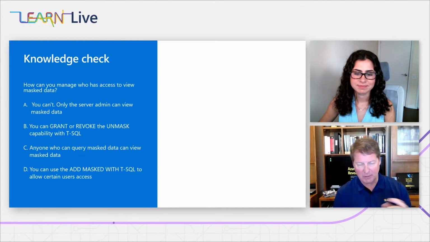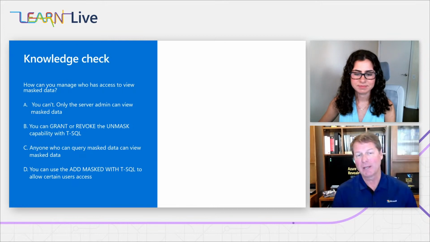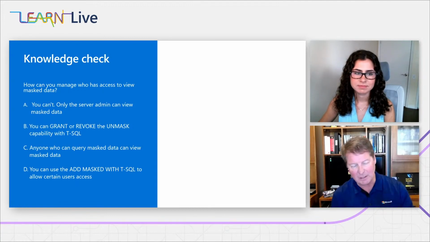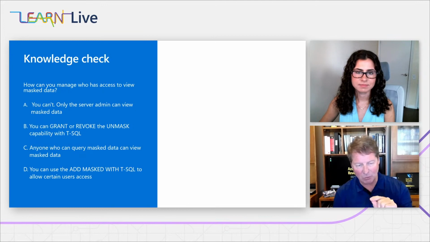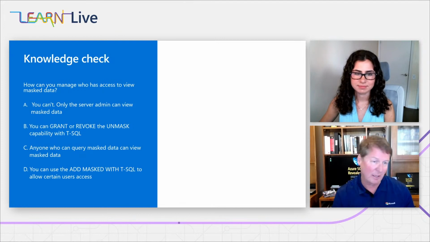It can't be C, because that's the whole purpose of doing this, right? It can't just be anybody. And it can't be that you can't, because that is the idea of doing access to view masked data. When you set up masking, your idea is to set up the mask and then decide who can access it. So it can't be A. So it comes down to these final two here. And notice the answer for D, add masked with T-SQL. That is to add the masking. That is not about who has access to what's masked. Therefore, the answer must be B.